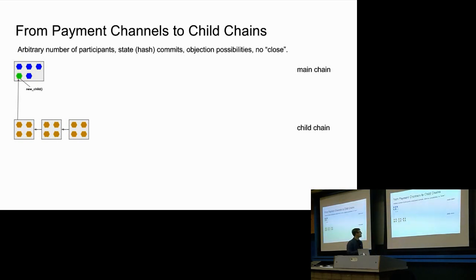And the first block here refers to this creation transaction in the main chain, and after that, the blocks just refer to their parents as in a regular blockchain. And they contain full transactions, they contain smart contracts, whatever you would like.